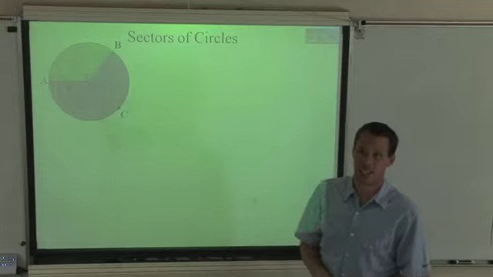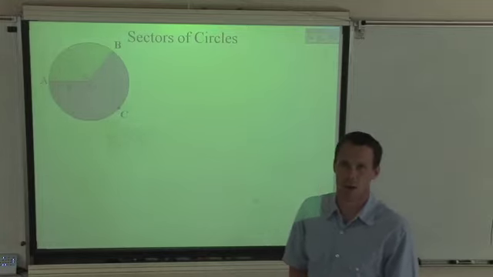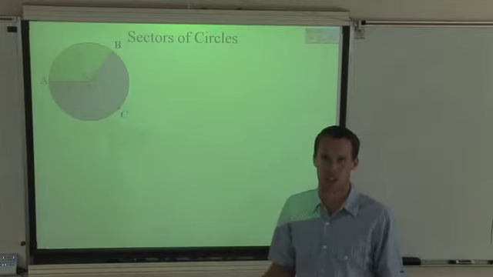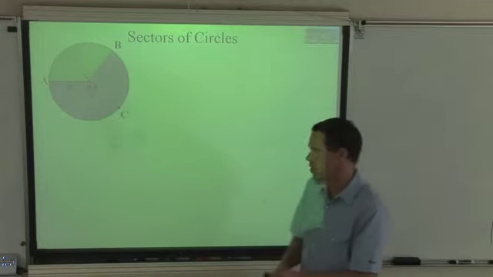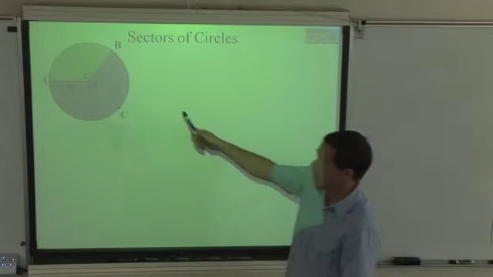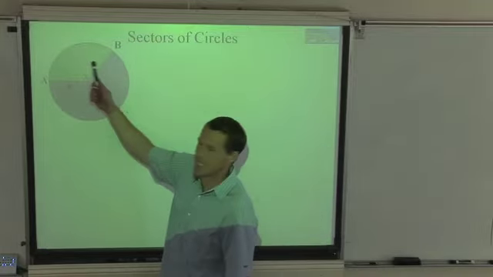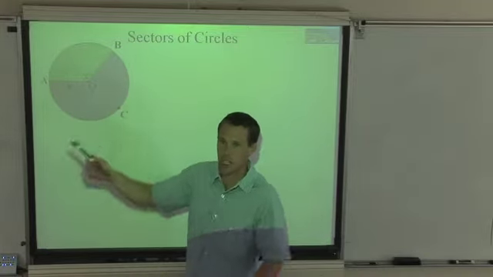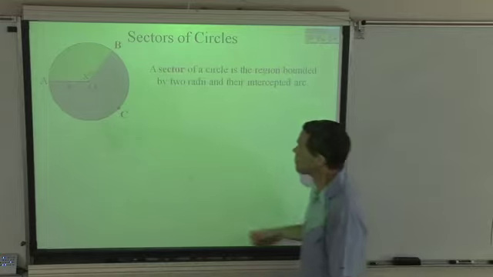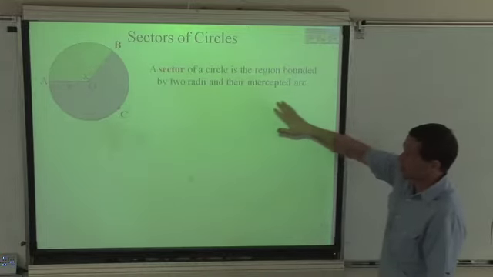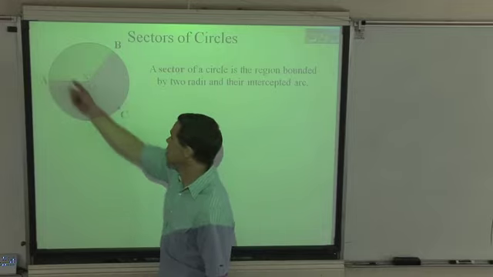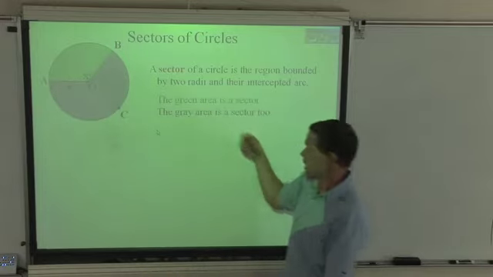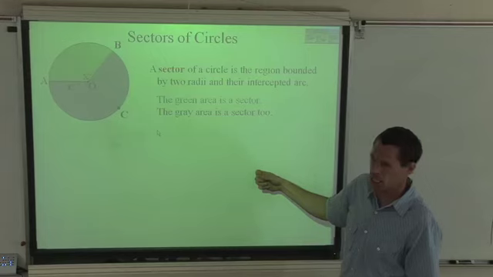Let's move on to sectors. Now, sectors of a circle represent a fraction of the circle, just like arc length, but now we're talking about the area of a circle. So in this picture right here, this green portion is a sector. The gray portion is also a sector. So it is the region bounded by two radii, 1, 2, and their arc. Okay, the green area is a sector, the gray area is a sector.